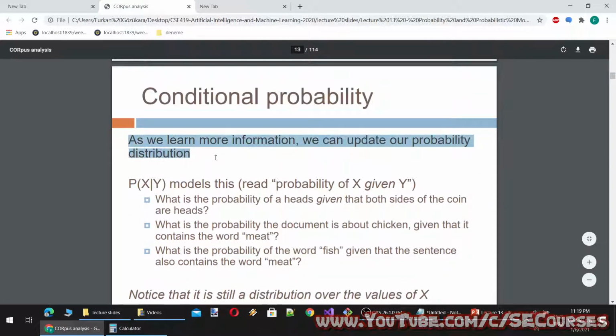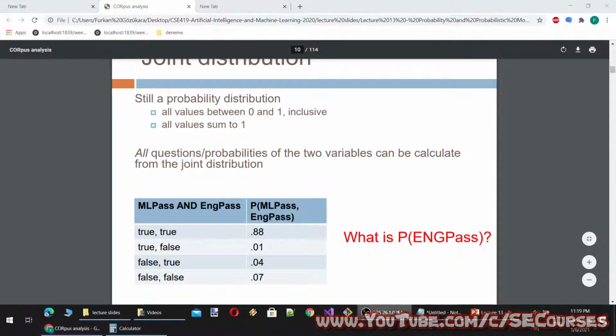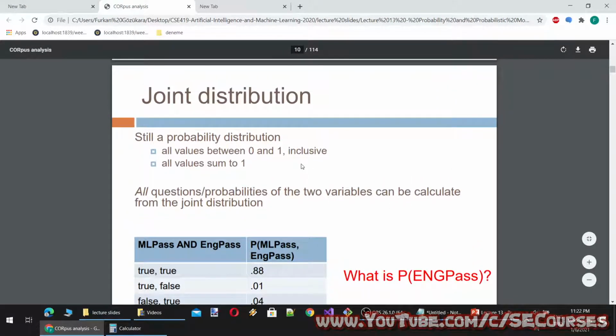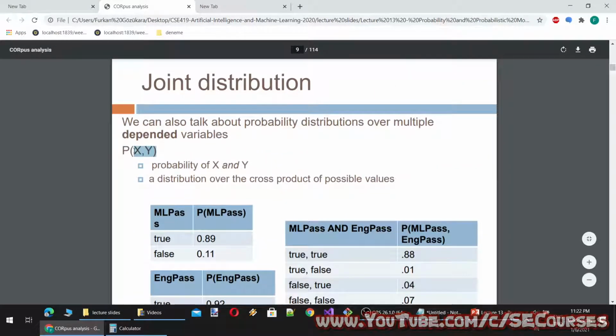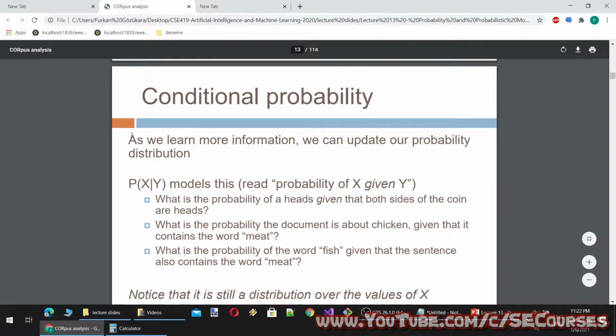So this is how we calculate probabilities. When you write it like this, it is probability distributions over multiple dependent variables, the probability of X and Y. So this is AND, as you can see. And here, then we see conditional probability.